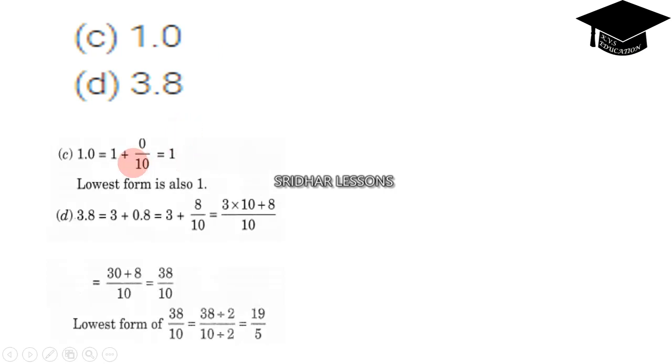Next one, 1.0. 1.0 can be written as 1 plus 0 by 10. This is equal to 1. The lowest form is also 1 only.